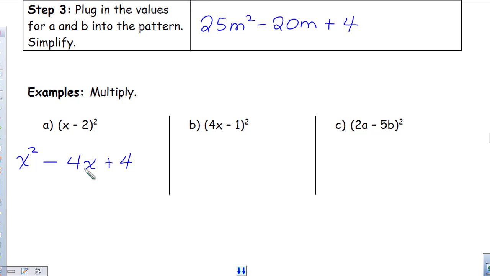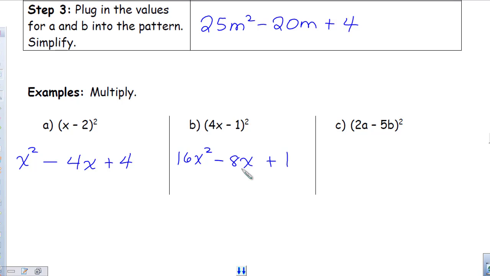Okay, b, we got 4x minus 1 squared. So I'm going to square my first term. That'll give me 16x squared. Square the last term, plus 1. And in the middle, I want to have 2 times 4x times 1. So that gives me 8x, and that should be a minus 8x.